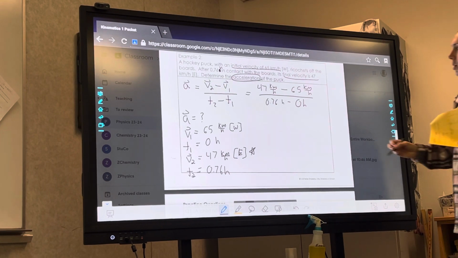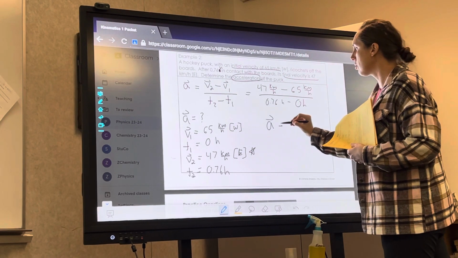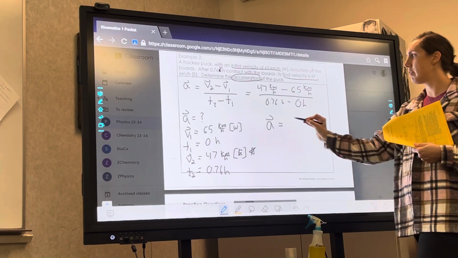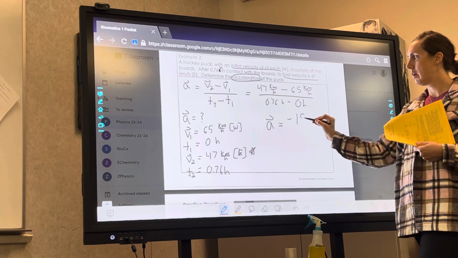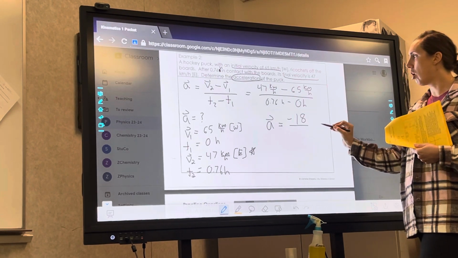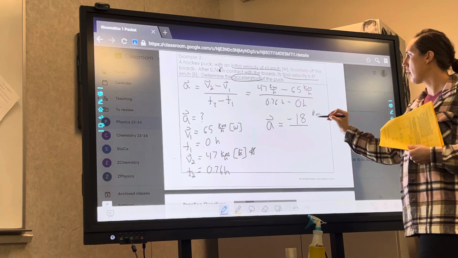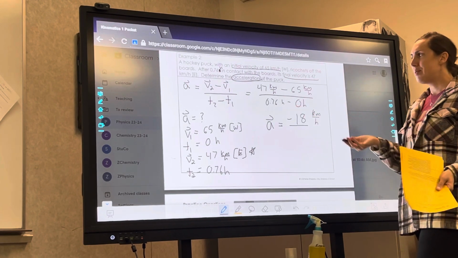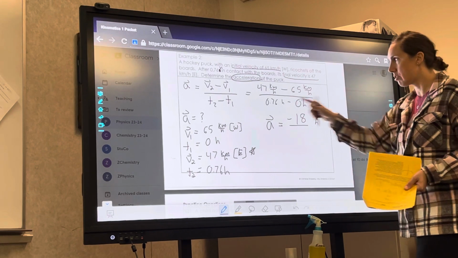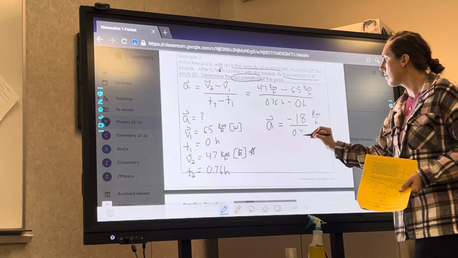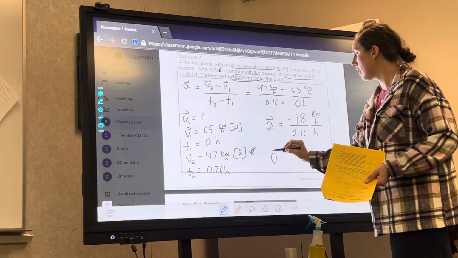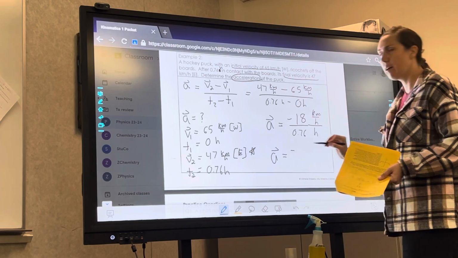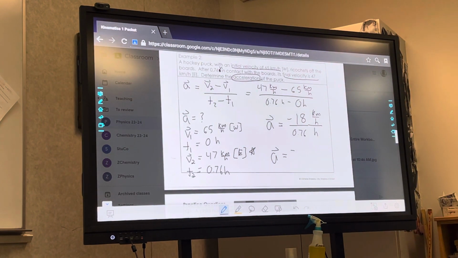So my acceleration equals, can somebody tell me what 47 minus 65 is? 18, okay, all over, oops, sorry, kilometers per hour, all over 0.76 minus 0, that's just 0.76 hours. When you do that on the calculator, what do you get? Negative, it's like 20 something.